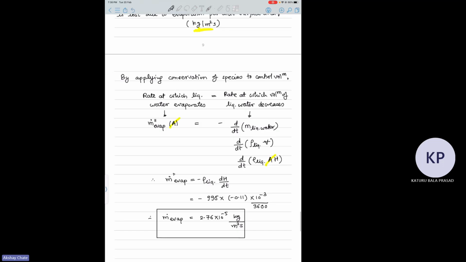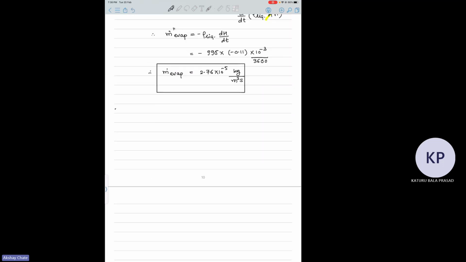And then the second part of the question is, what is the convection mass transfer coefficient?